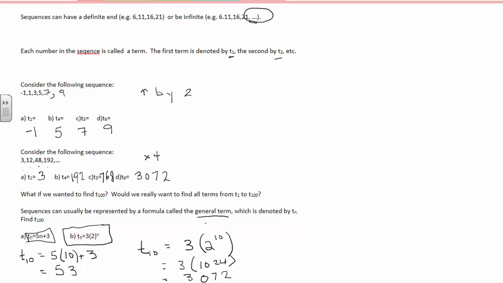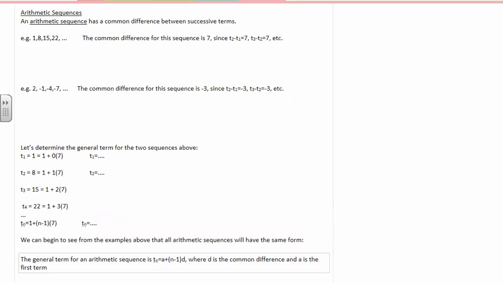Now just as an overview of where we're headed, the patterns where we were adding and subtracting here, these are arithmetic sequences, and that's what today we're going to focus on. The patterns where you had to multiply by 4, these are called geometric sequences, and that's what we're going to focus on tomorrow.